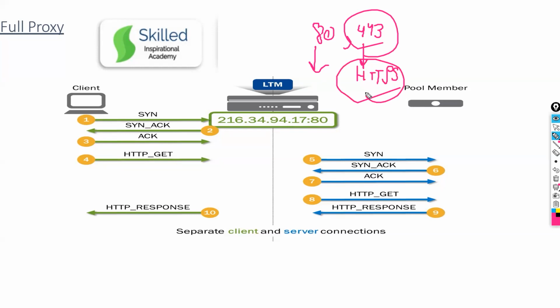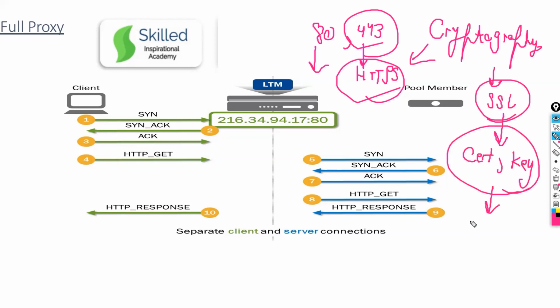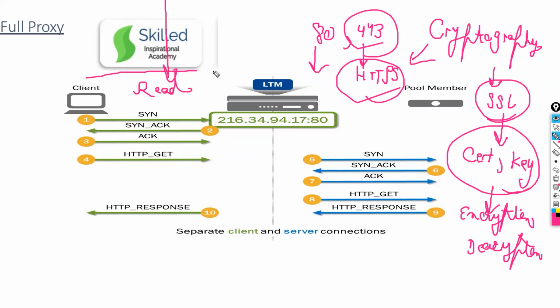And what makes it secure? We know it's 443, but what exactly inside it is making it secure? Anyone? It is SSL. Can I say it's a cryptography term? I will say your definition is correct. There is a term called SSL. What comes under SSL? Certificates and keys. That is called encryption and decryption. That is what makes your plain text encrypted, so no one can read the data coming from the client to F5.